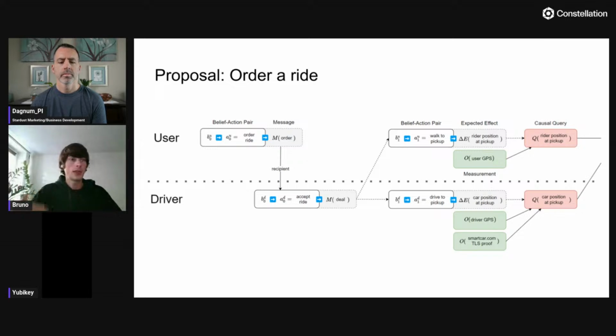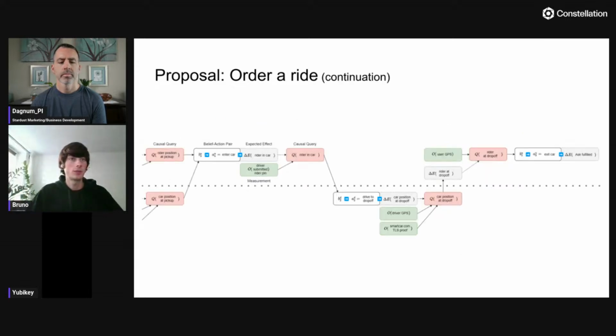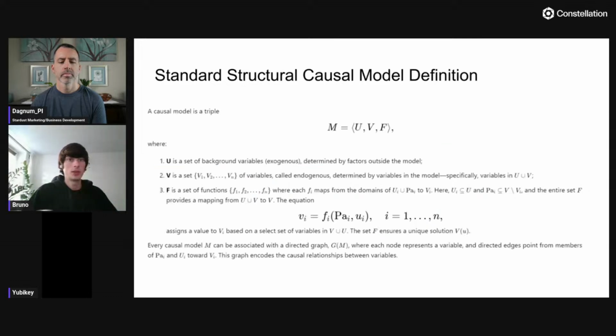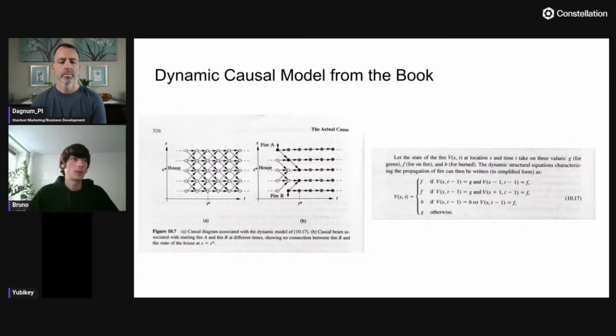And then once time catches up, we measure, let's say, the GPS of the user's phone or the GPS of the driver's car, and we integrate that observation in the model, and we see whether expectations are aligned or not, right? So you see how this reasoning helps us to coordinate through time and space.